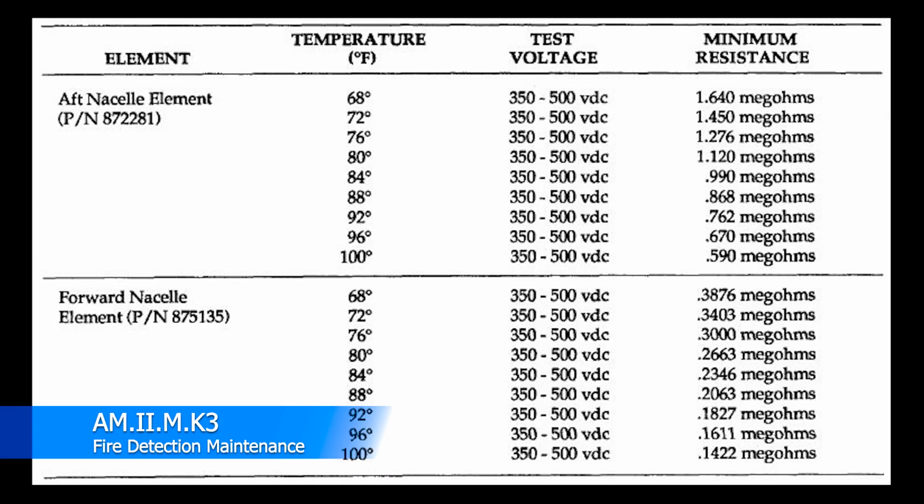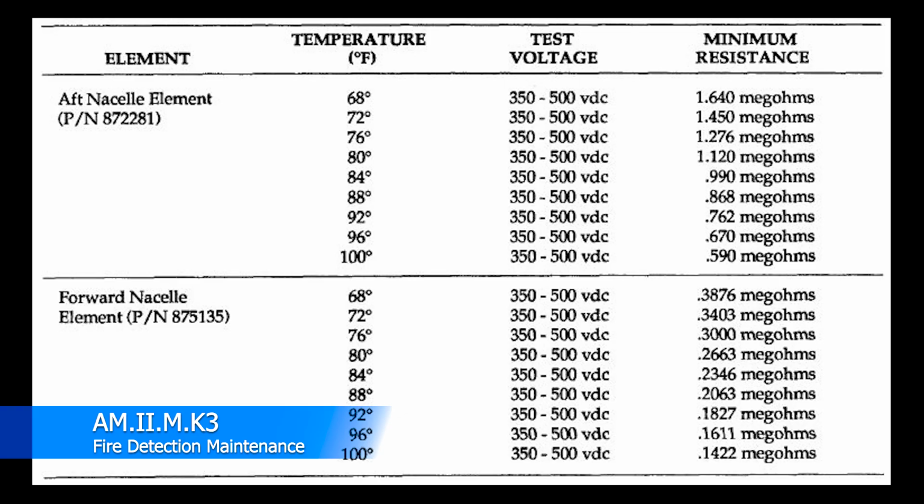We'll put up a graph of the allowable temperatures and the corresponding ohms on the engines of the Learjet to kind of give you an idea of what one of those tests could potentially look like. But generally speaking, all your fire loops are going to consist of continuity checks and resistance checks to make sure that the loop is still functioning properly.